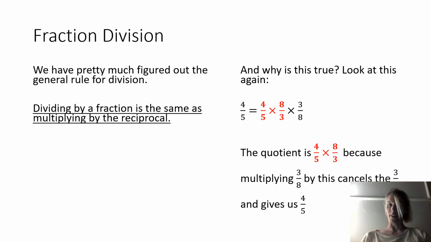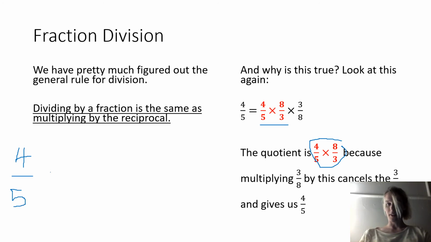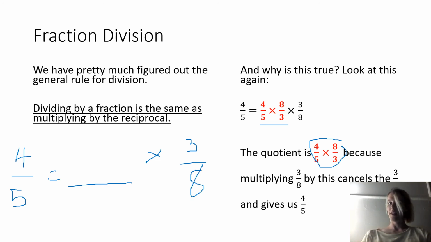So this is running through it again. The quotient 4/5 divided by 3/8 is 4/5 times 8/3, because 4/5 times 8/3 was the number that filled in the blank in this equation: 4/5 equals what times 3/8? 4/5 is what measurement of 3/8? Well, the number that fills in the blank is 4/5 times 8/3, because 8/3 cancels with 3/8, and then you're left with 4/5. This is why it works.